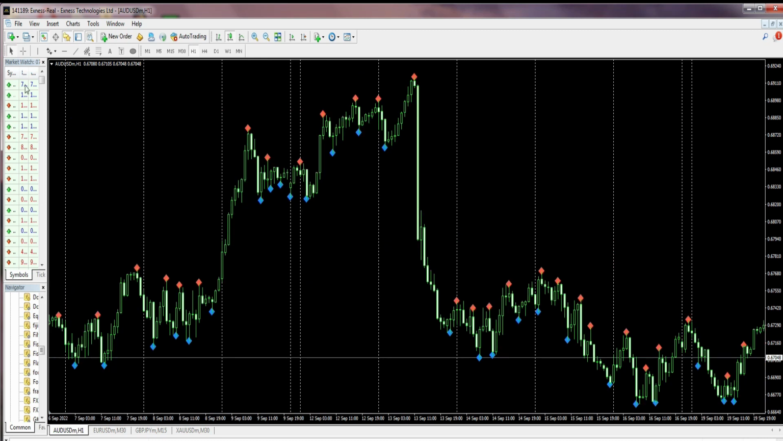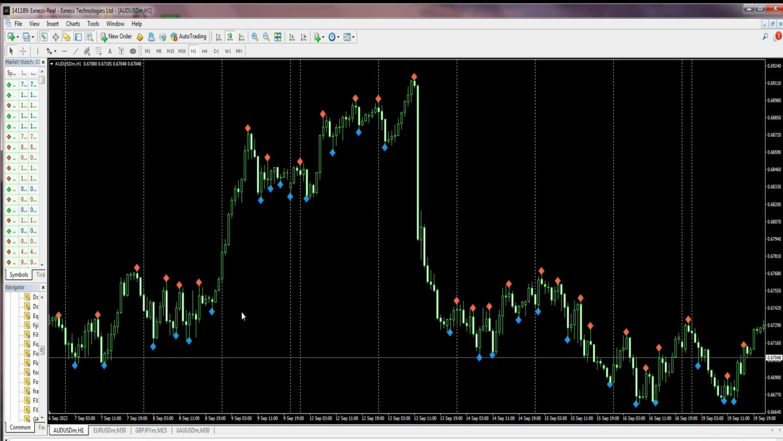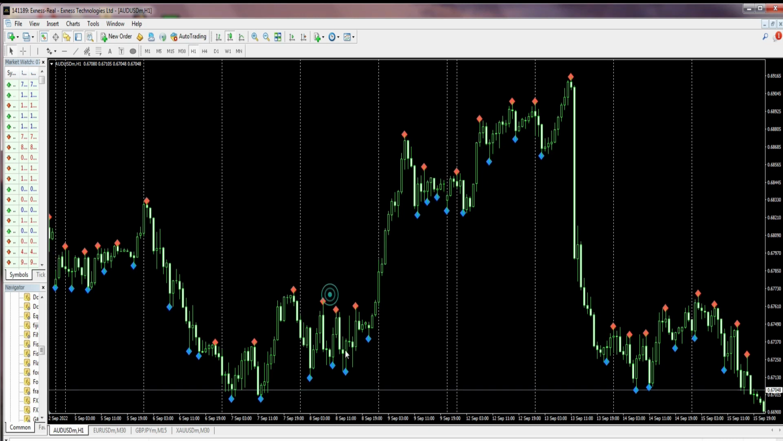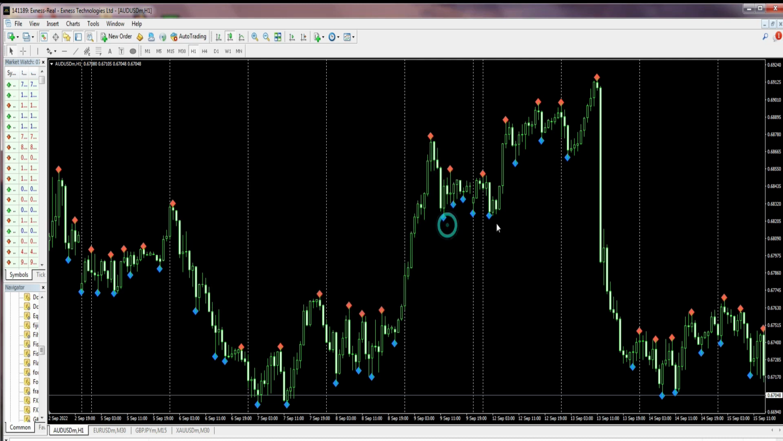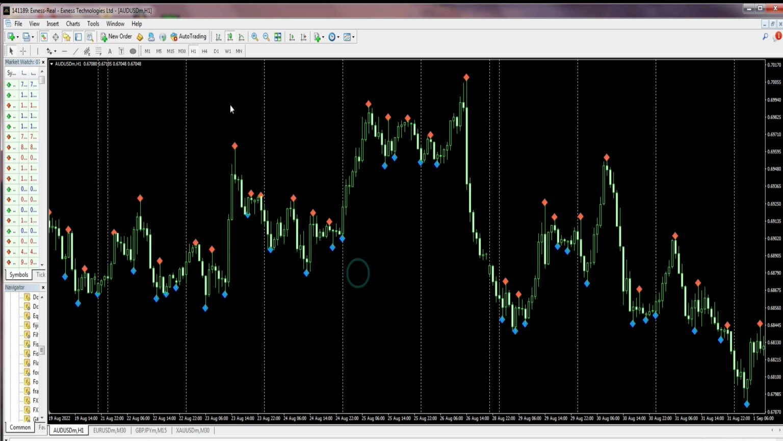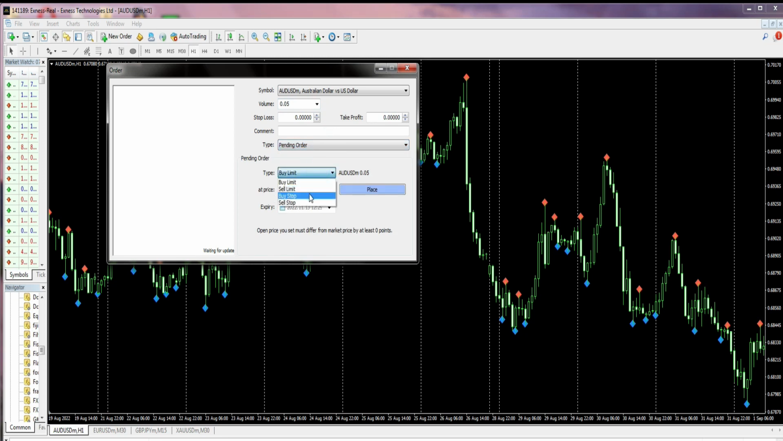Identify different types of fractals and confirm validity visually. Fractals are just tiny upwards and downwards pointing arrows. In a nutshell, an up fractal is formed when a series of 5 successive time periods conclude and the highest high forms in the middle with 2 lower highs on both sides of the middle bar. Similarly, a down fractal is formed when a series of 5 successive time periods conclude and the lowest low forms in the middle with 2 higher lows on both sides of the middle bar.